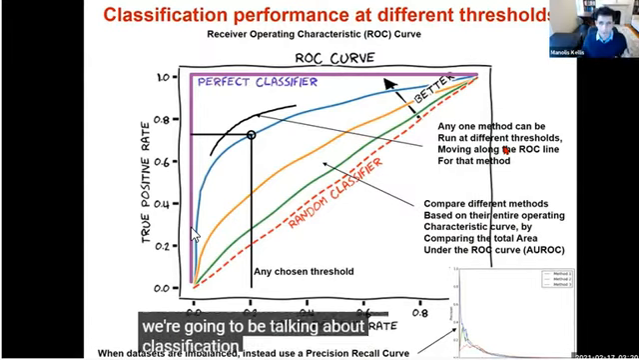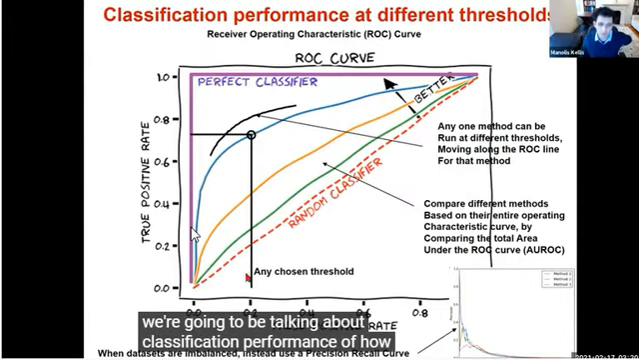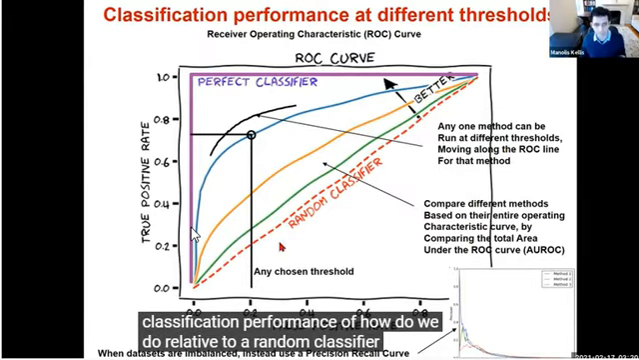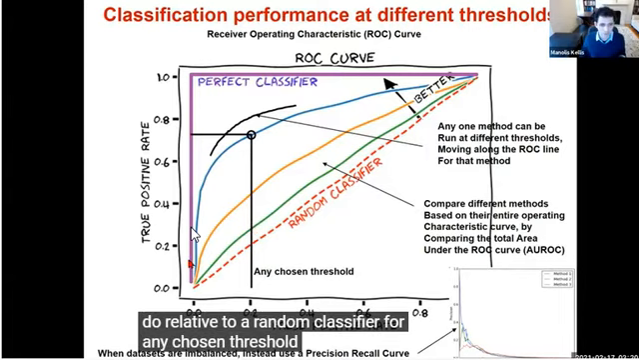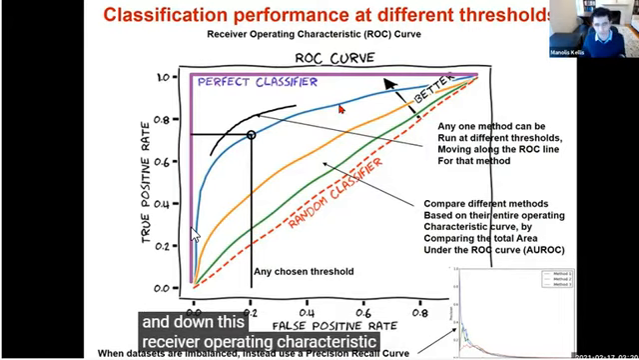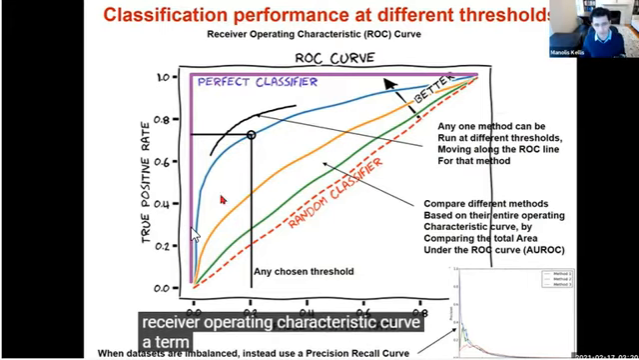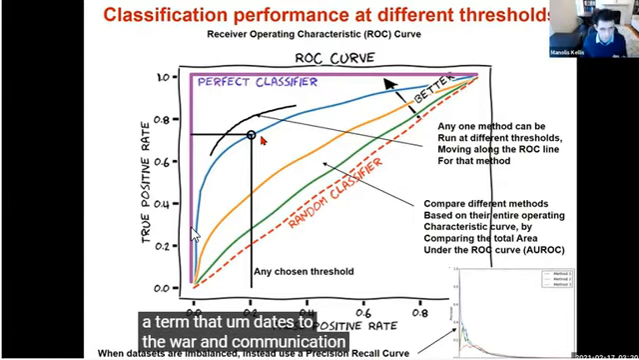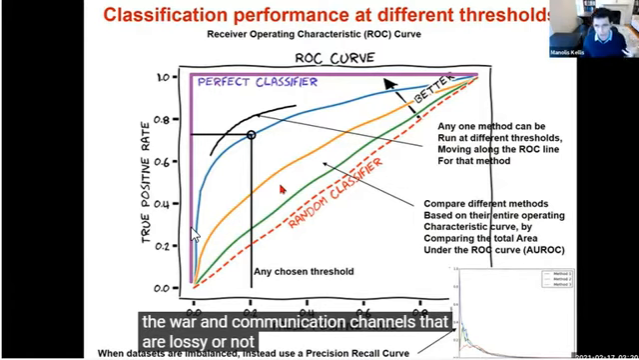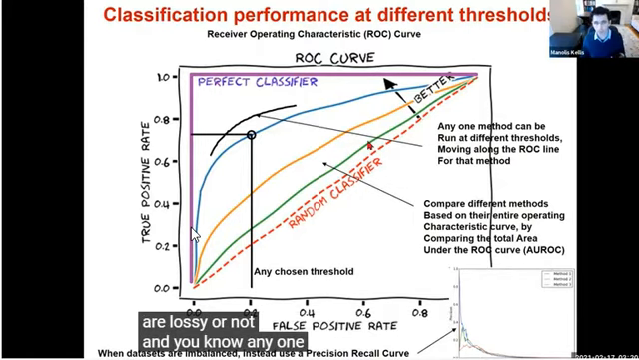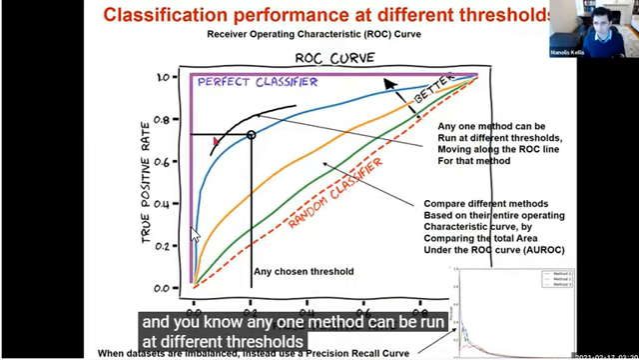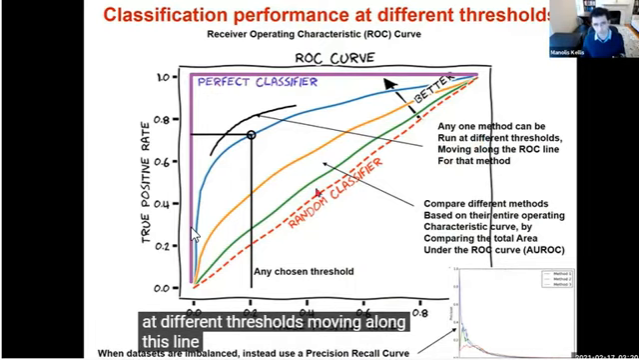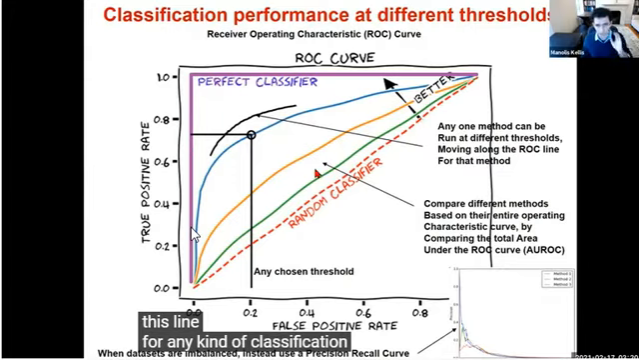We're going to be talking about classification performance, of how do we do relative to a random classifier. For any chosen threshold, you're moving up and down this receiver operating characteristic curve, a term that dates to the war and communication channels that are lossy or not. And any one method can be run at different thresholds, moving along these lines for any kind of classification goal.